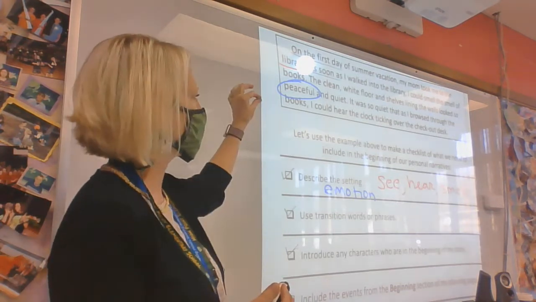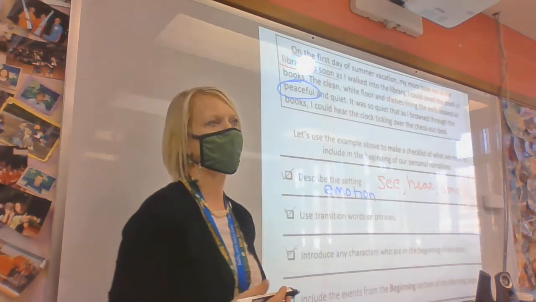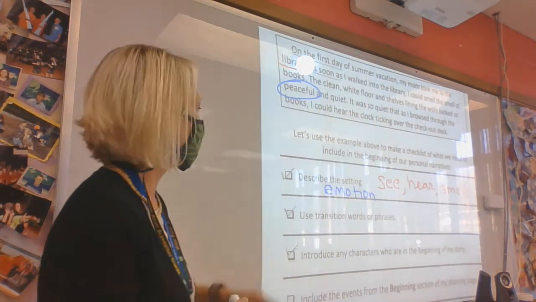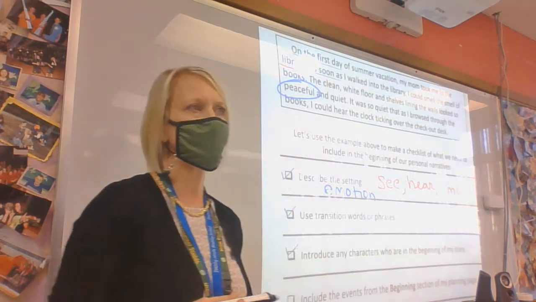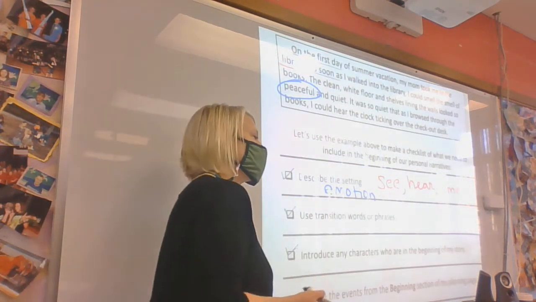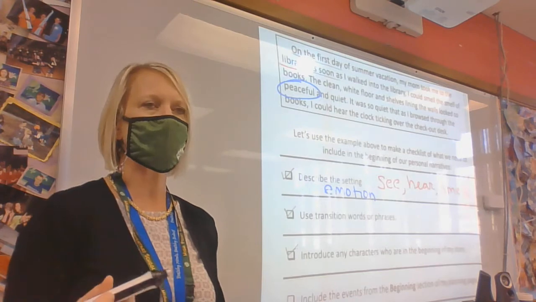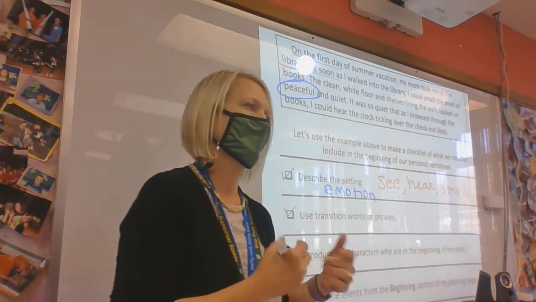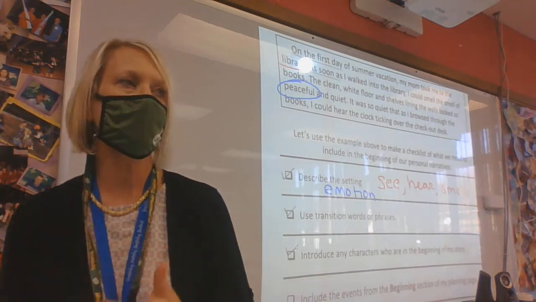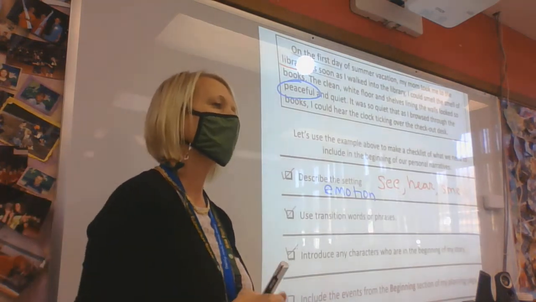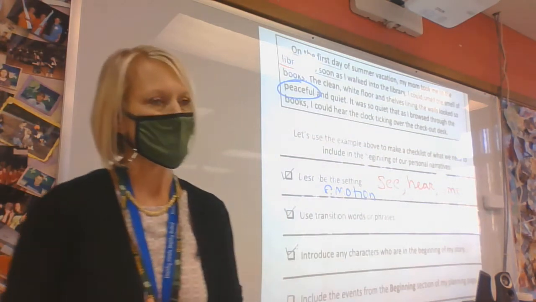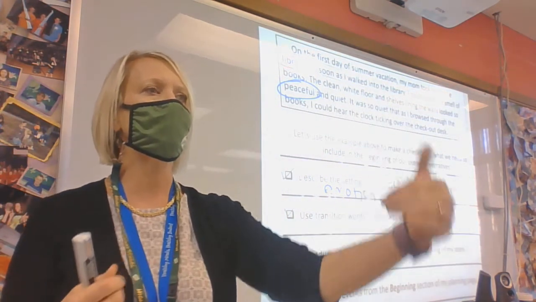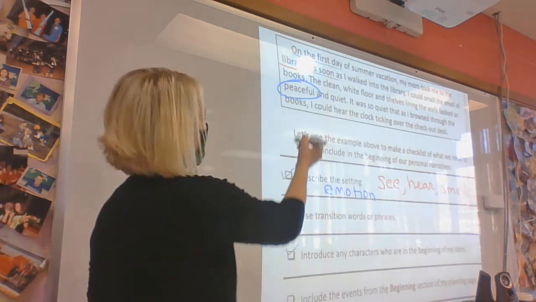So in her introduction, she describes the setting: see, hear, smell, and emotion. She uses transition words. Transition words are what you use to kind of pull your reader along with you. I went to the store. Then we went to Chick-fil-A. After that, we went to the park. And finally, we went home. Those are transition words to lead your reader from one sentence to the next.